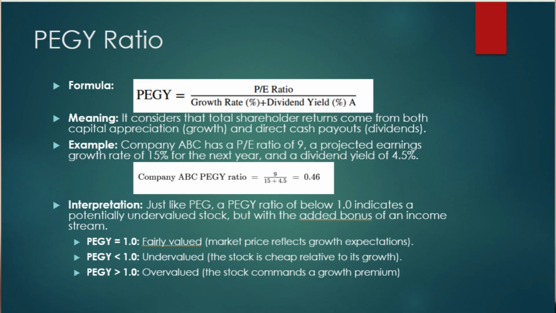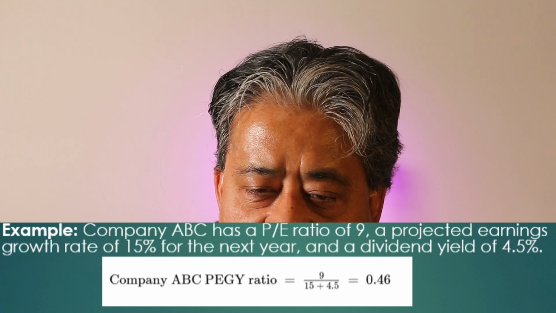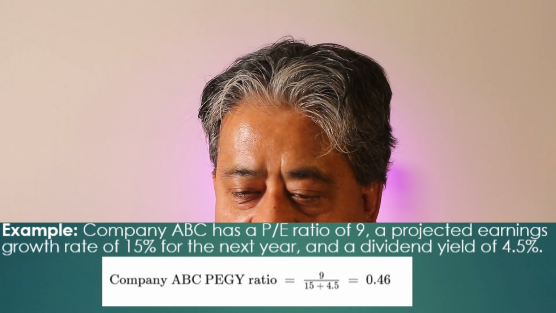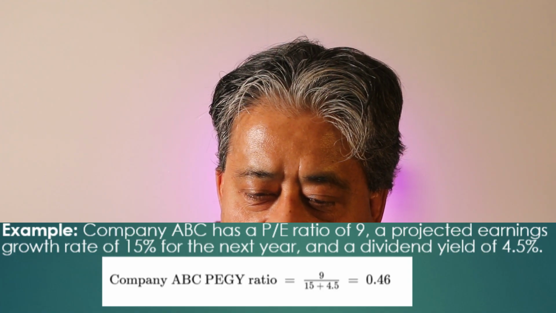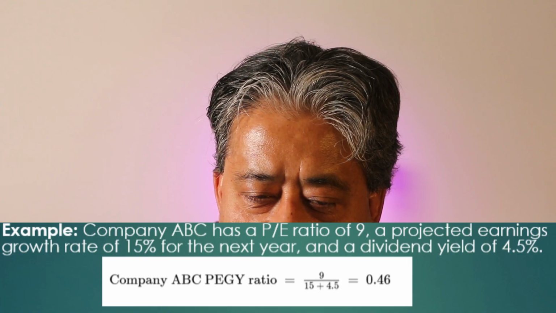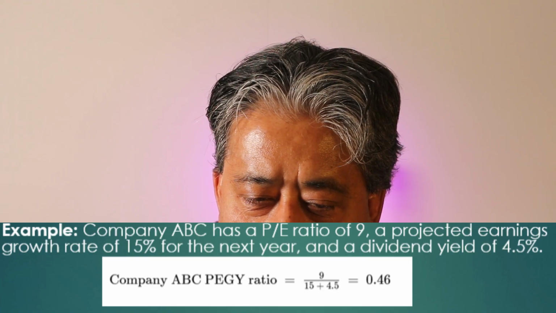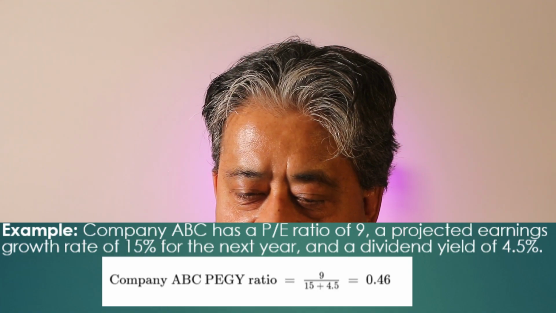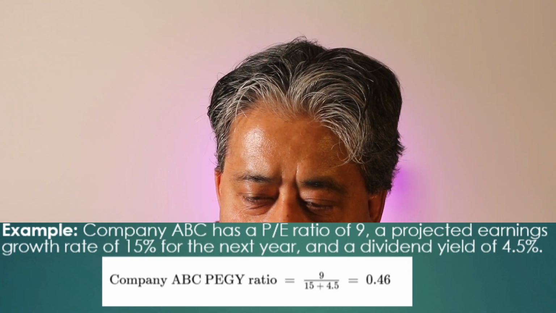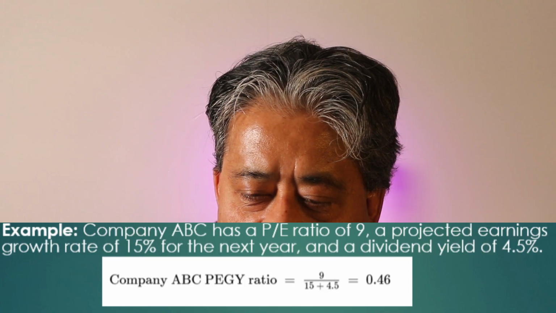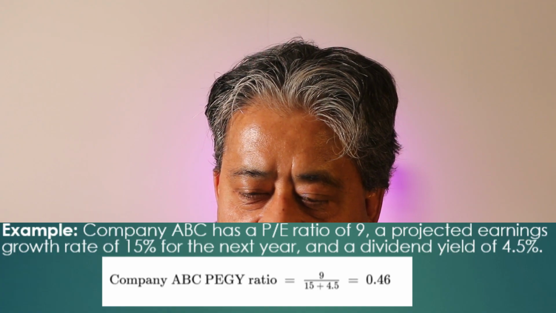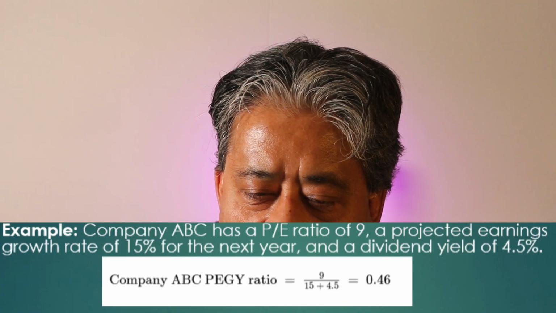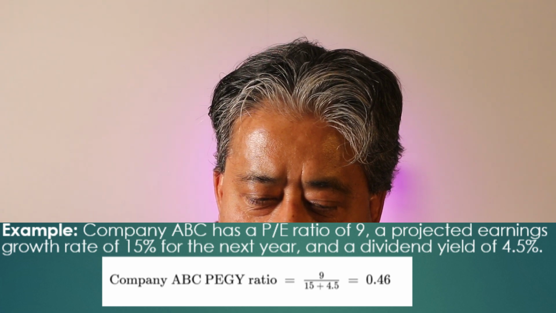Say for ABC company, the PE ratio is 9, the projected growth rate next year is 15%, and the dividend yield is 4.5%. So the PEGY ratio will be 9, which is the PE ratio, divided by 15, the growth rate, plus 4.5, the dividend yield. 15 plus 4.5 is 19.5, so 9 divided by 19.5 equals 0.49. So the PEGY ratio is 0.49.